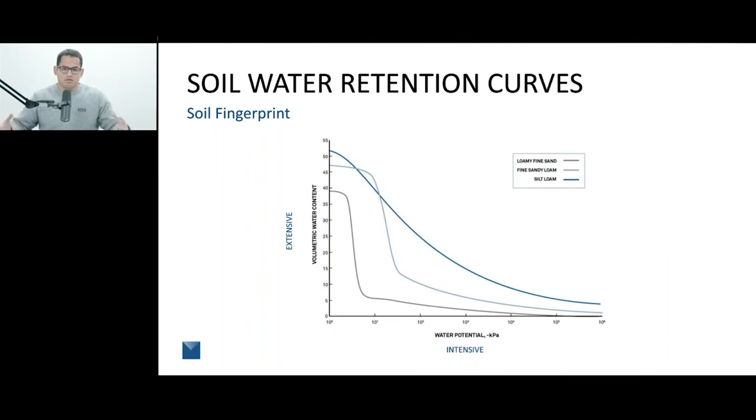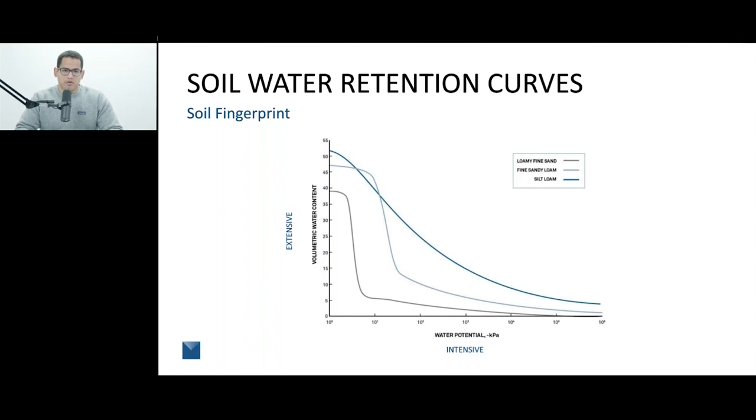And the reason we need to make these measurements and understand them is, as you can imagine, this is different for every soil type and for every way it's made up and put together. And we often refer to the soil moisture release curve as the soil fingerprint. And so here we can see three different examples of three different soil types: the silt loam, a loamy fine sand and a fine sandy loam, and how those curves all look different. And we'll come back to these examples here in just a minute.